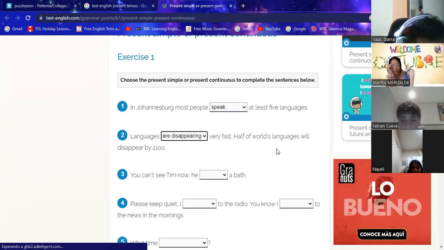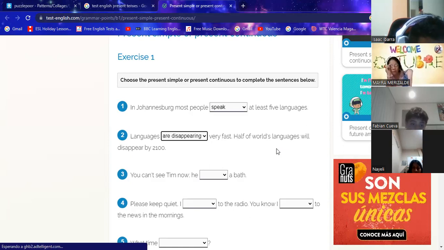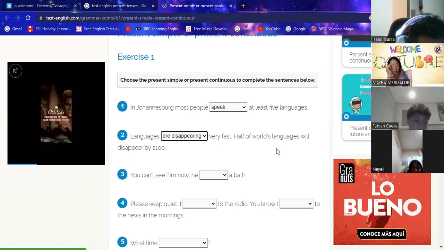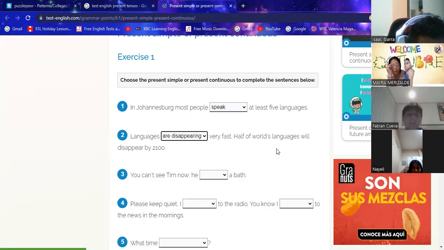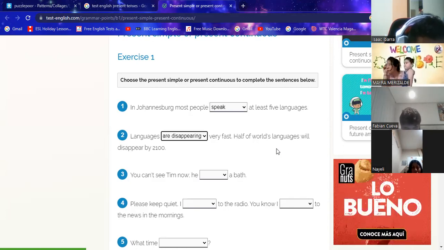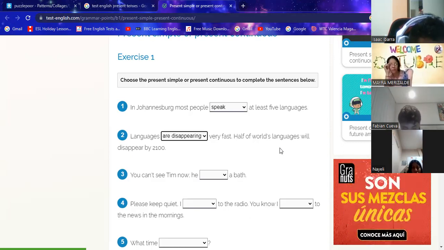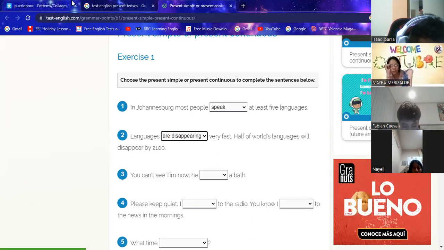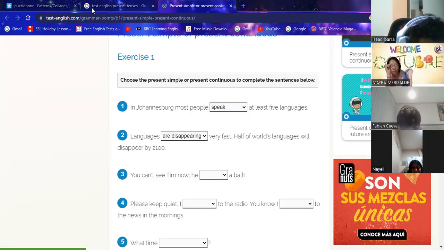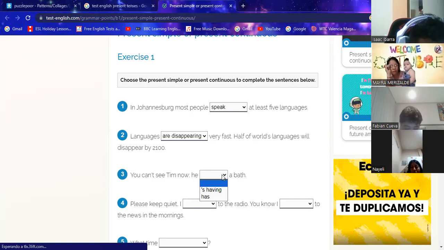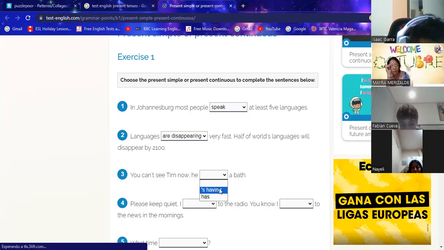Our languages are disappearing very fast. Half of the world's languages will disappear by 2100. Or 2100s. Nayeli, number three. Can you read number three, please? You can see him now. There, he's having a bath. Okay.